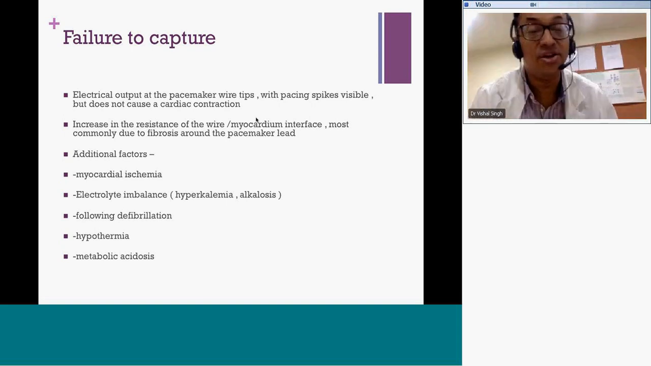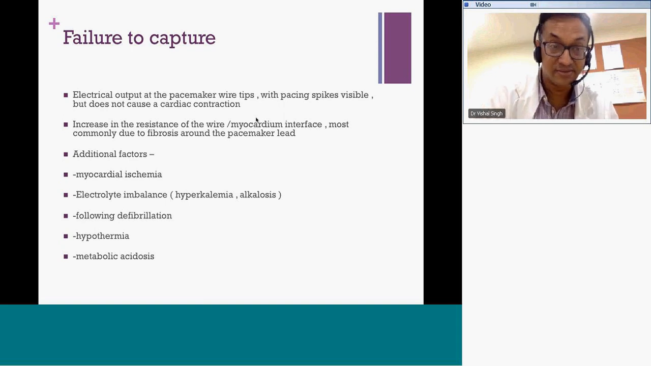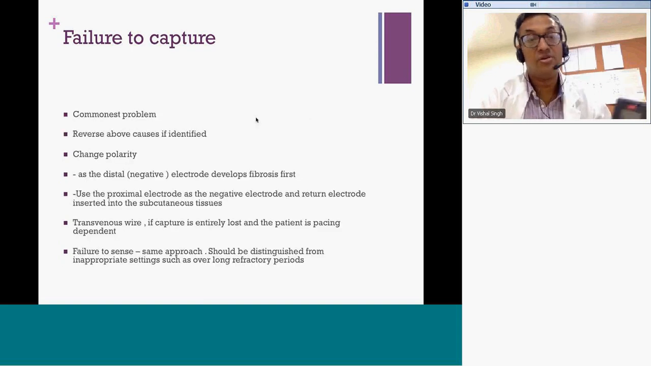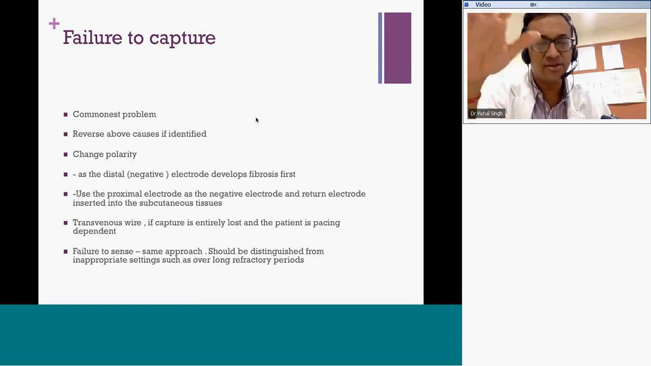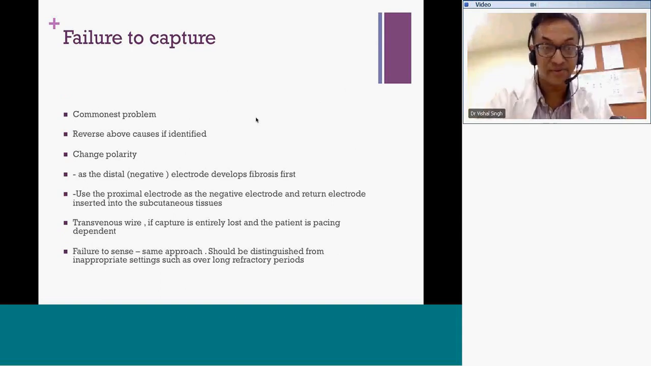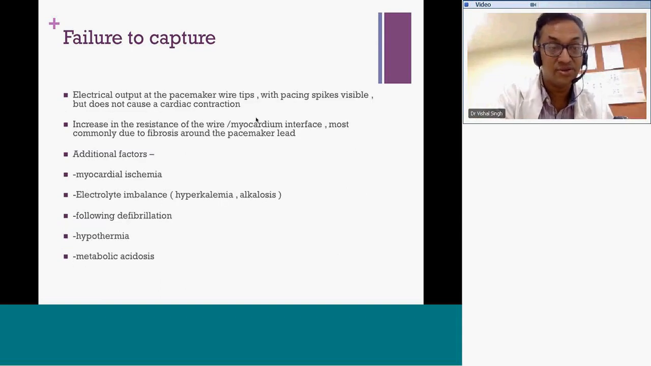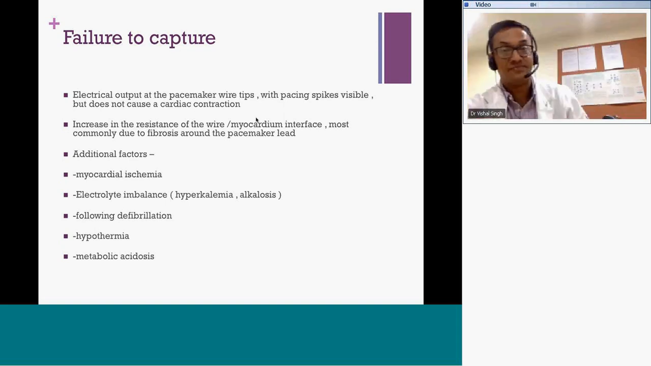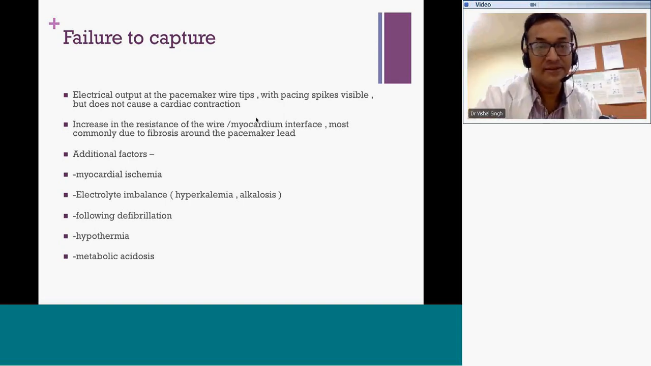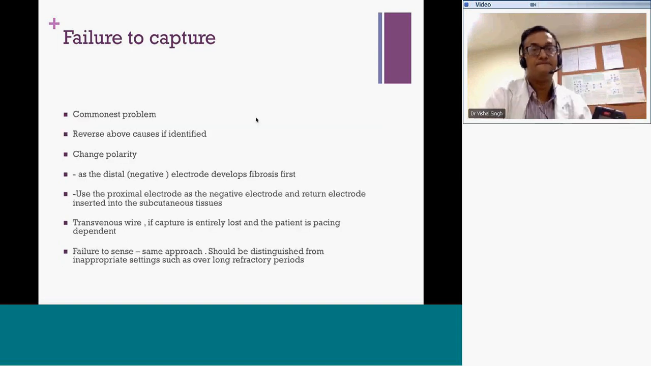Additional factors could be myocardial ischemia, hypoxia, electrolyte imbalance, hypokalemia, alkalosis, following defibrillation, hypothermia, metabolic acidosis. It is a problem, and if you have to reverse it, you have to identify the above causes, which are mentioned here: myocardial ischemia, hypoxia, electrolyte imbalance, hypokalemia, alkalosis, following defibrillation, hypothermia, and metabolic acidosis. In these, you can have a failure to capture.